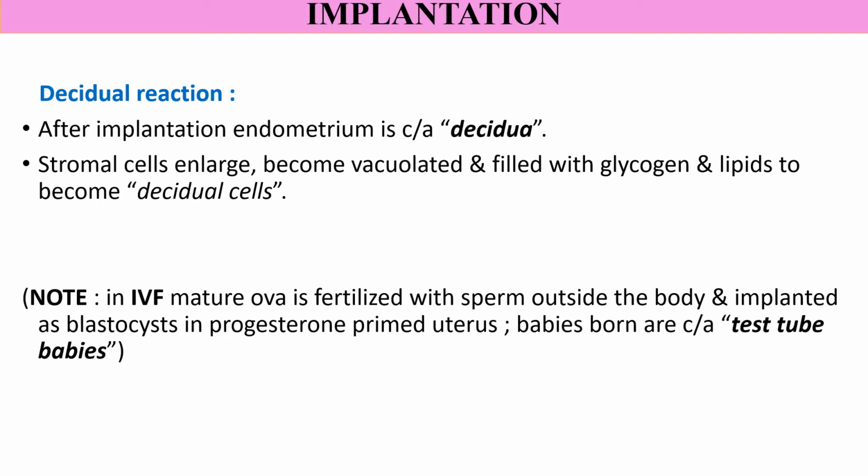One thing to remember here is that in case of in vitro fertilization, the mature ova is fertilized with sperm outside the body and then implanted as blastocysts inside the uterus. The babies born by this method are called test tube babies.